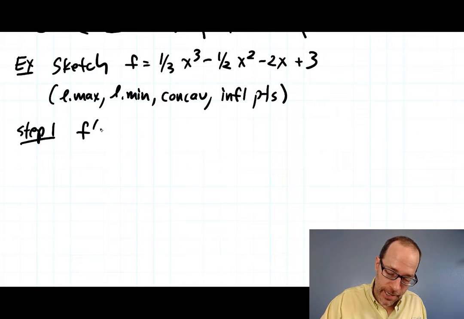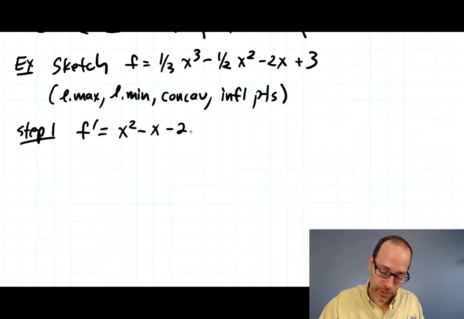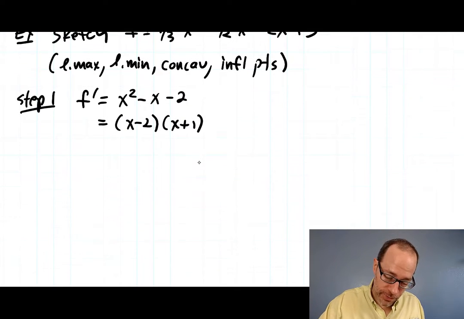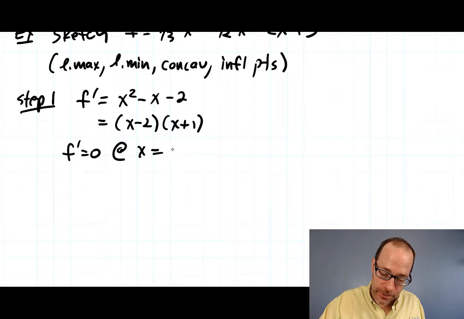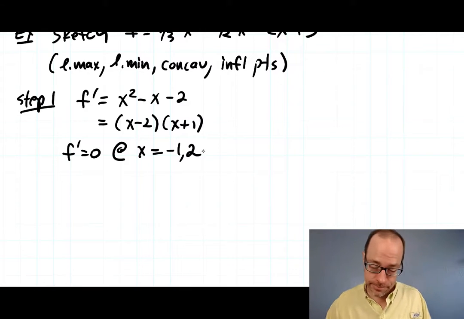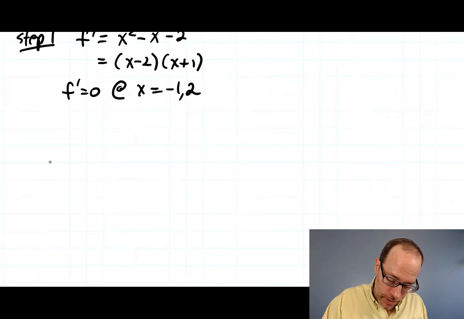So f prime is x squared minus x minus 2. So that factors as x minus 2 times x plus 1. So first of all, the zeros, f prime is 0 at x equals -1 and at 2. Okay, so those are possible local max, local mins. All right, next we do our little chart.